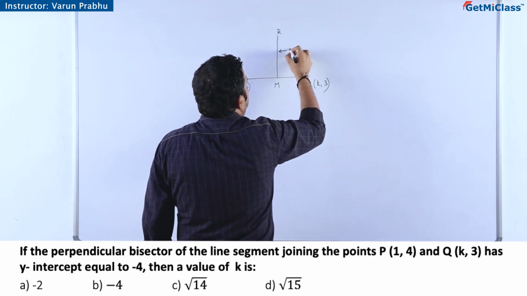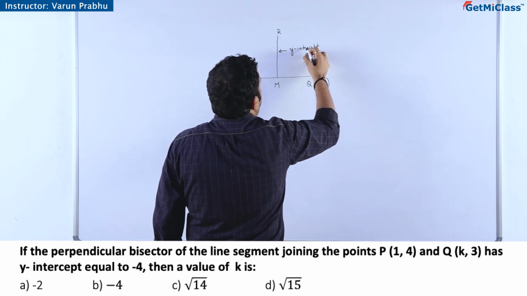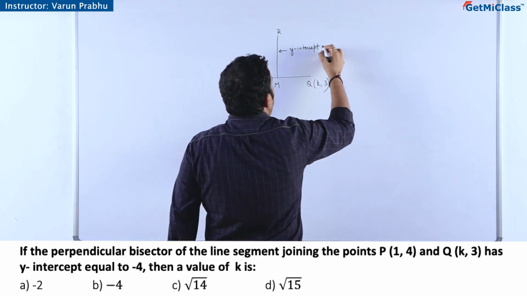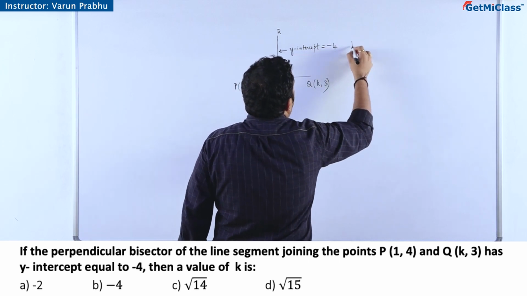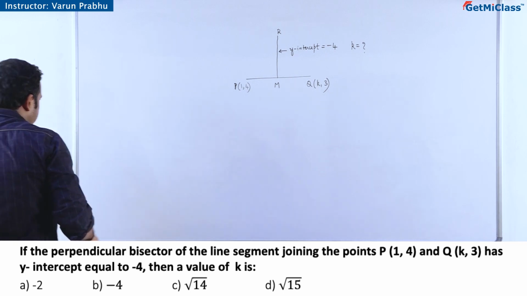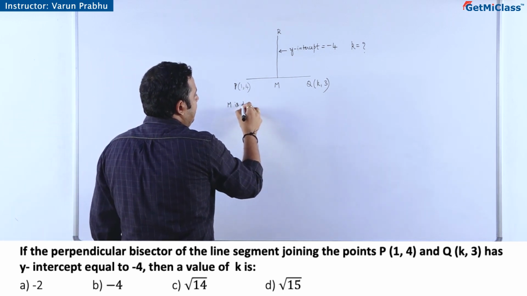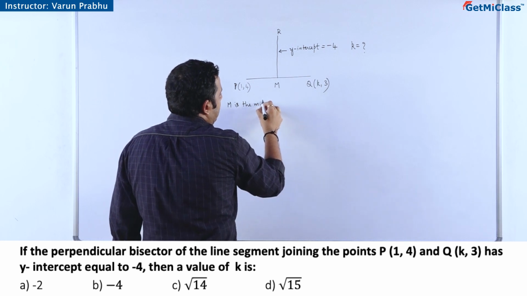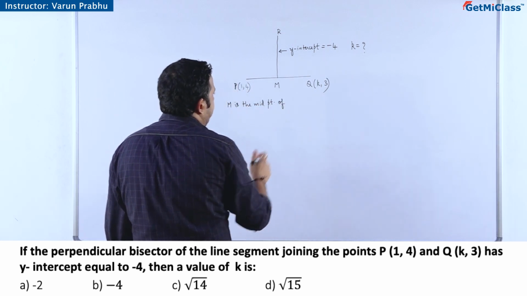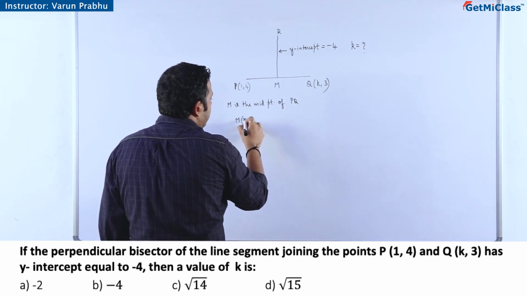So this perpendicular bisector has a y-intercept of how much? It's given in the problem, y-intercept of -4. Now the question is asking you to calculate the value of k. Whenever we see a perpendicular bisector, I can clearly say M is the midpoint of PQ.